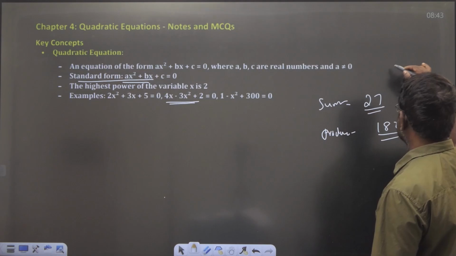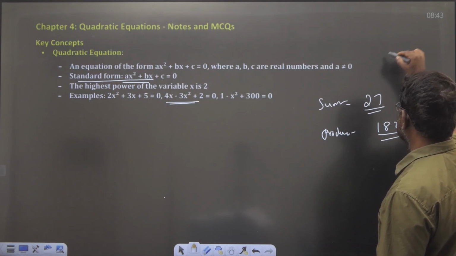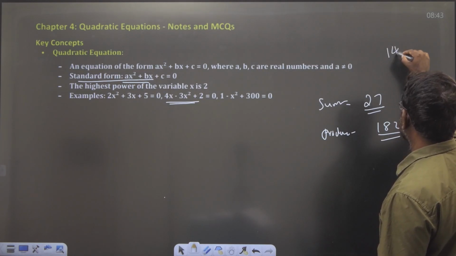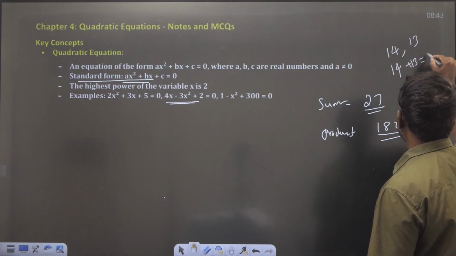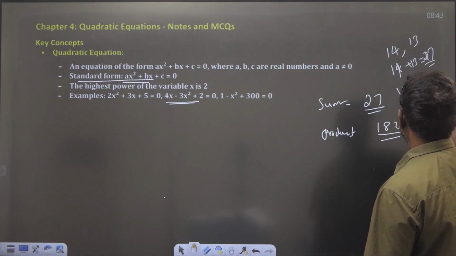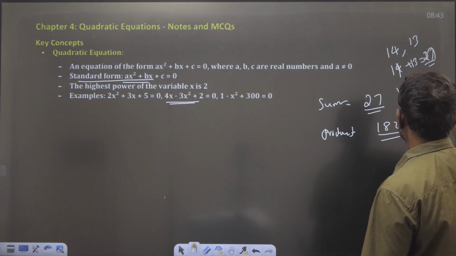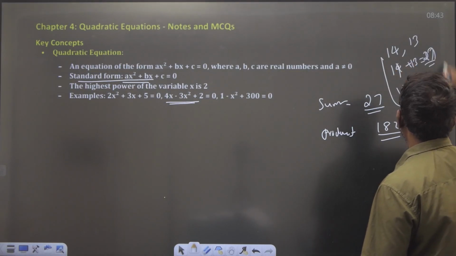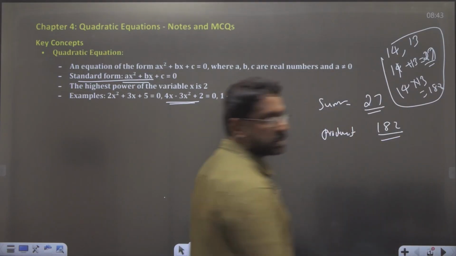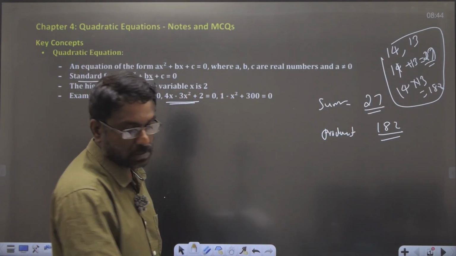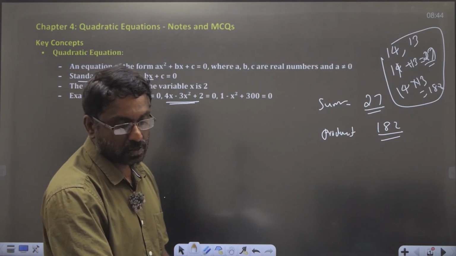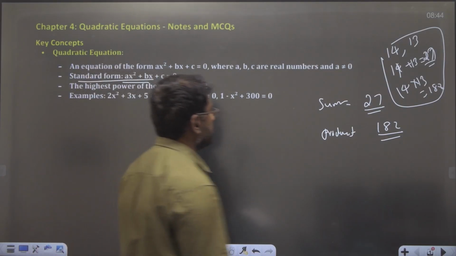But can we guess the numbers? 14, 13. 14 plus 13 is 27, and 14 into 13 is 182. Actually, these are the numbers. We can guess the numbers, no problem. But how can we do this question using quadratic equations?